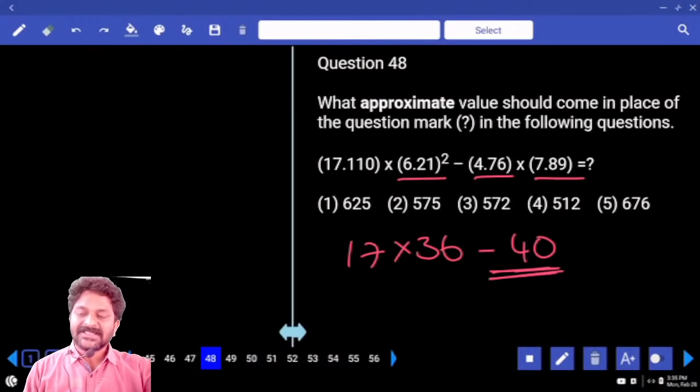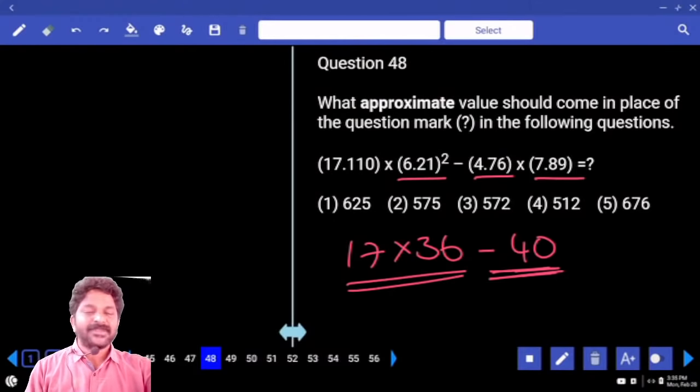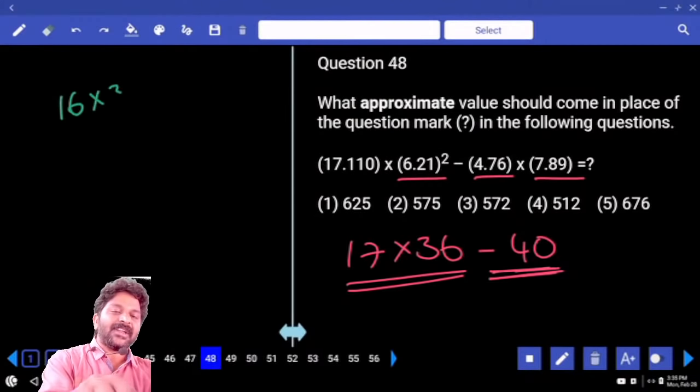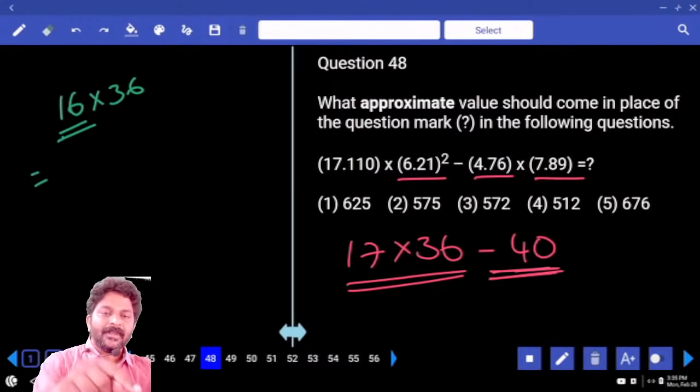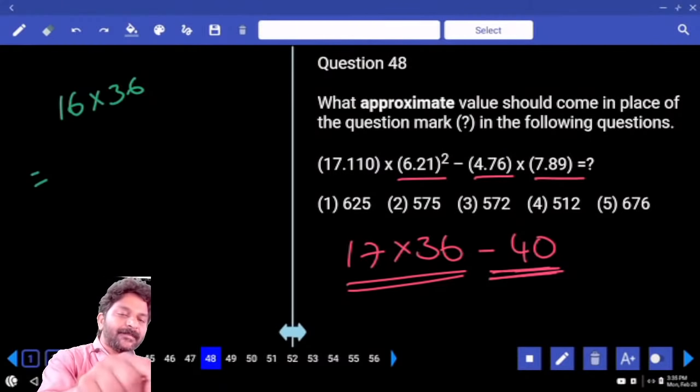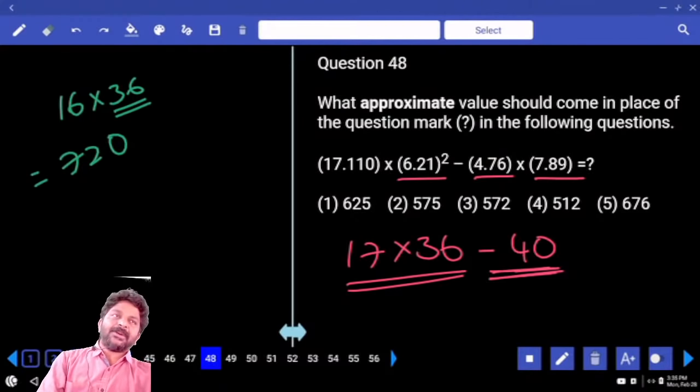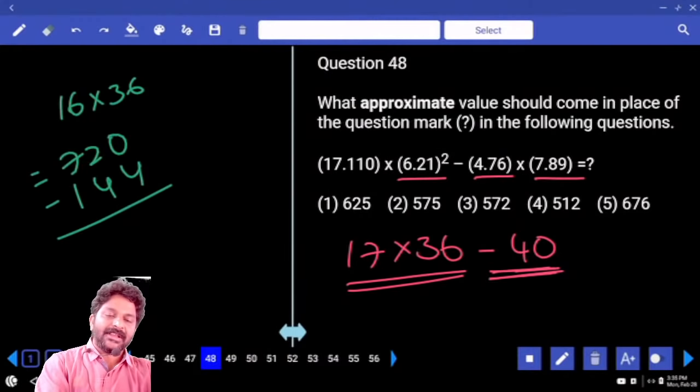If it is minus 36, 17 times of 36 minus 1 time of 36. That is 16 times of 36 only. Right. So we'll go with 20 times minus 4 times. Okay now. What is 20 times of 36? 720 minus 4 times. 36 double, 72. 72 double, 144.